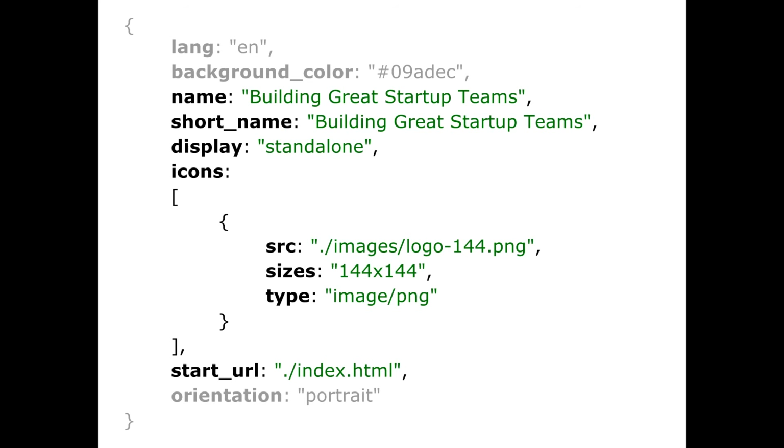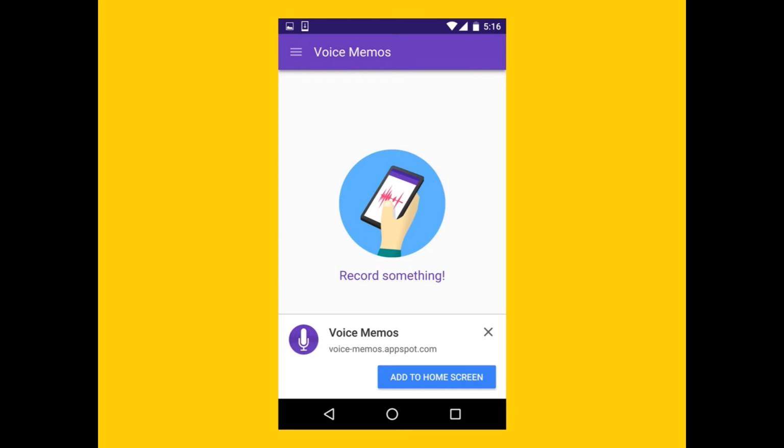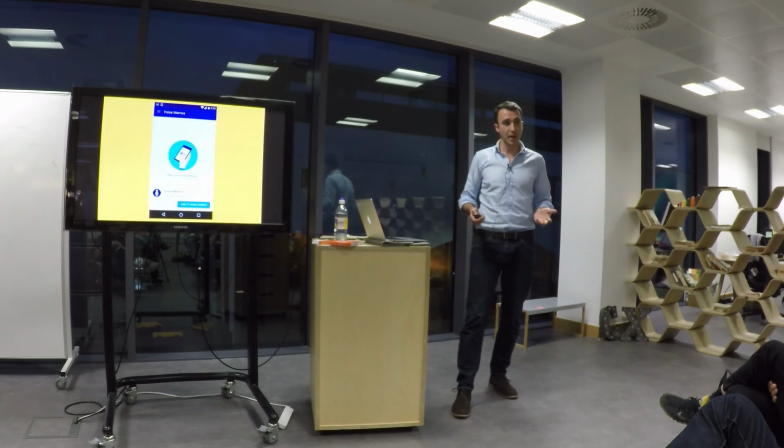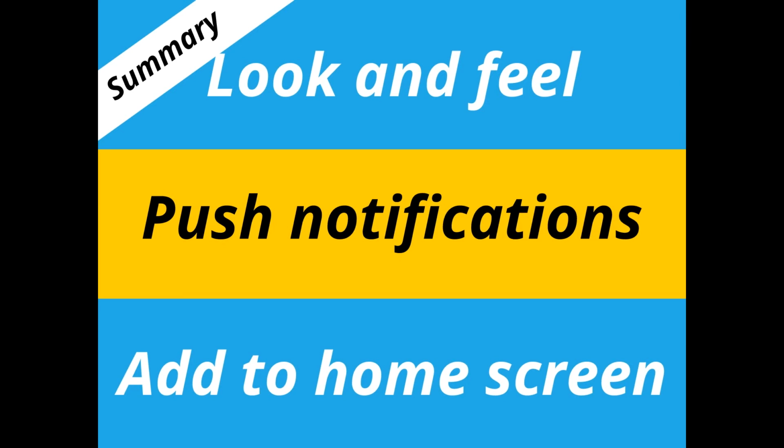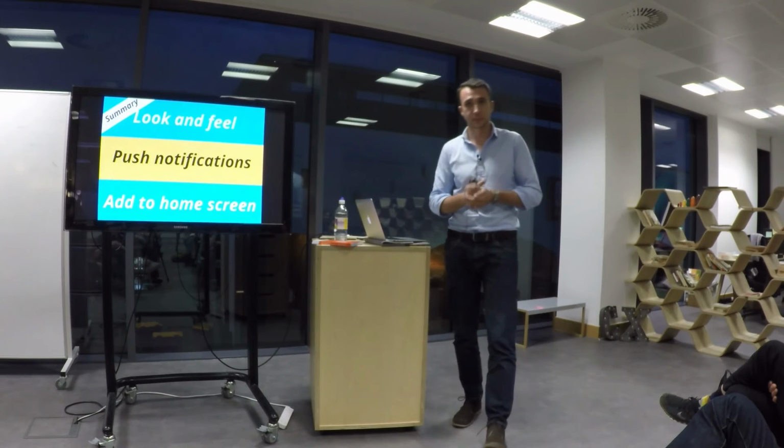And this is just a super quick example. Earlier on we didn't really go into it in depth, but you can see there's a short name in there. We've got display standalone, and we've got our icons and our start URL in there. Cool. And it'll start to appear. Hooray! That's it. So let's just talk about what we've covered under engaging. We talked about the look and feel, how you can change it. Talked about push notifications and how you can add to home screen.